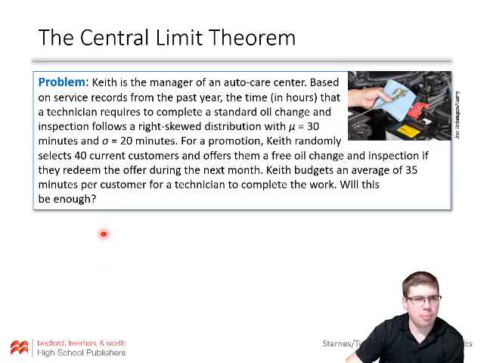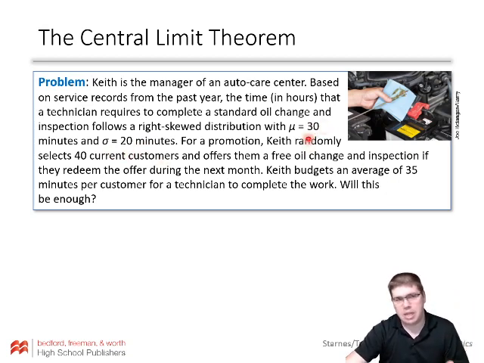So, example problem. Keith is the manager of an auto care center. Based on service records from the past year, the time in minutes that a technician requires to complete a standard oil change and inspection follows a right skewed distribution, so not normal, with a mean of 30 and a standard deviation of 20. So the mean is the average of 30 minutes. Sometimes it takes a lot longer than that, right? That right skew. And then the standard deviation of 20 gets us down to 10.